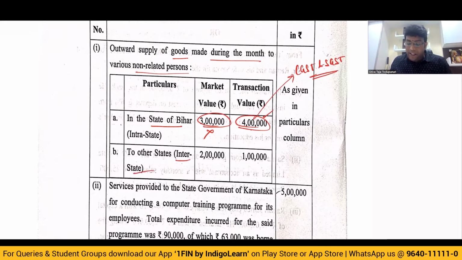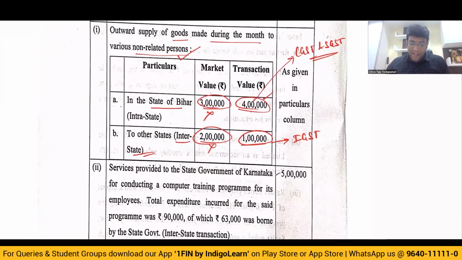And the second one, an interstate supply, directly charges what, my dear friends? IGST. And it is to non-related persons, so we are not concerned with market value at all. We are only concerned with transaction value, because value of supply should always be transaction value. That is price paid or payable when supplier and recipient are not related and the price is the sole consideration.